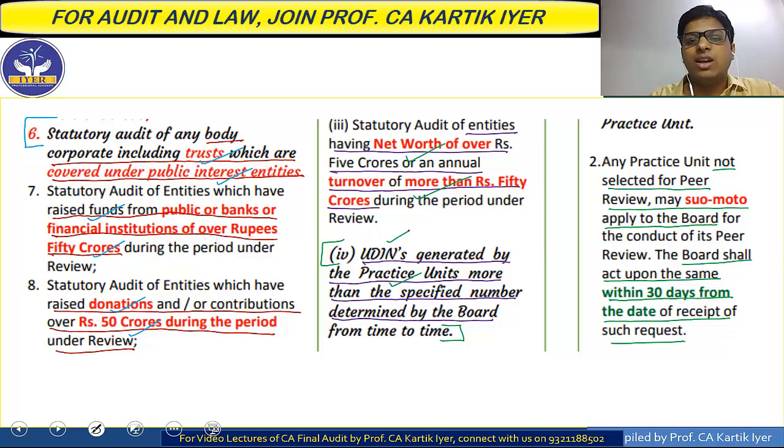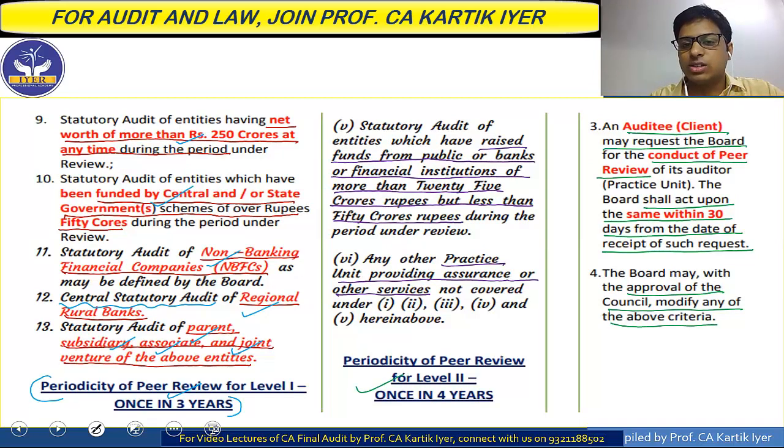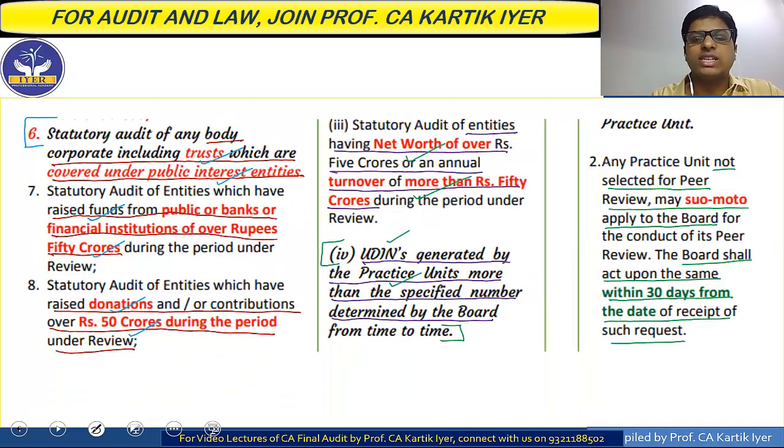It will be said that we are a level 2 entity, and hence our peer review should happen once in every 4 years. Okay, so that is in relation to the UDIN part. Now again, the board here is the peer review board. Don't confuse this with any other board. Generally, students confuse board with board of directors or the Securities and Exchange Board of India. So the board here is the peer review board.